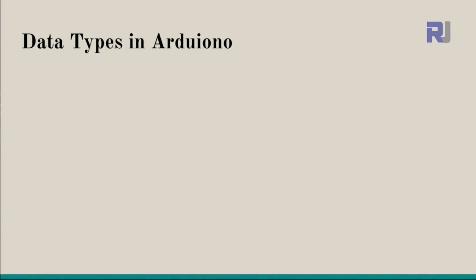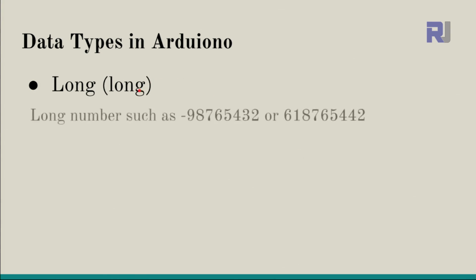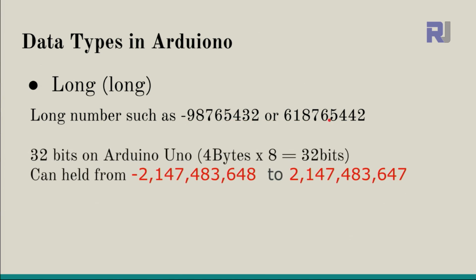And another data type that we have in Arduino is called long, and it is written with lowercase l. And for example, if you want to store minus 98 million something or plus 618 million, which cannot be stored in integer, you can use long to store these values from negative to positive, and it occupies 4 bytes. 4 times 8, 32 bits in Arduino Uno. And the lowest number that it can store is this number, minus 2 billion, 147 million. It goes to plus 2 billion, 147 million. And as you can see here, it's 1 number less from the right.